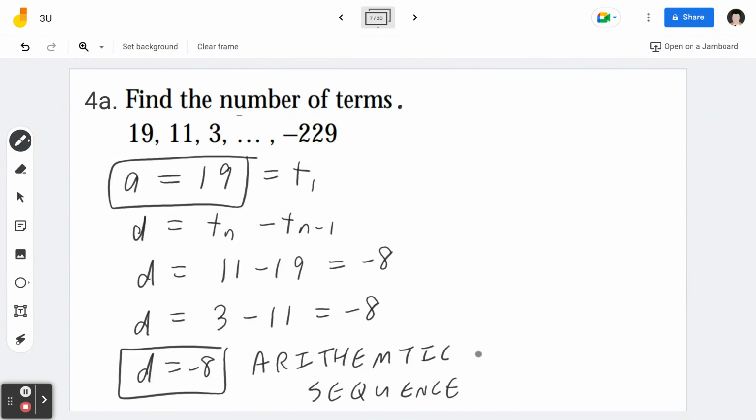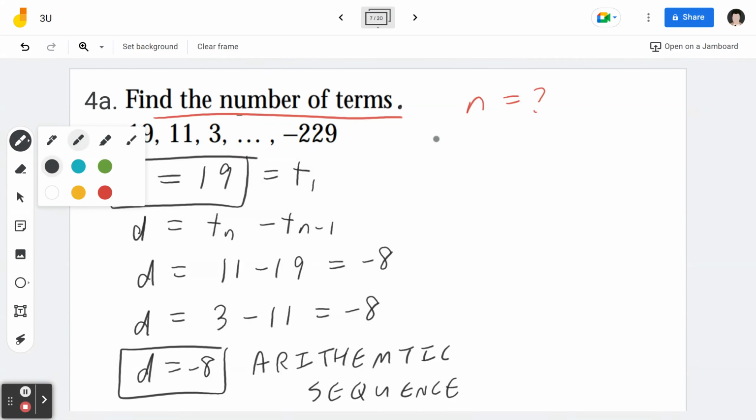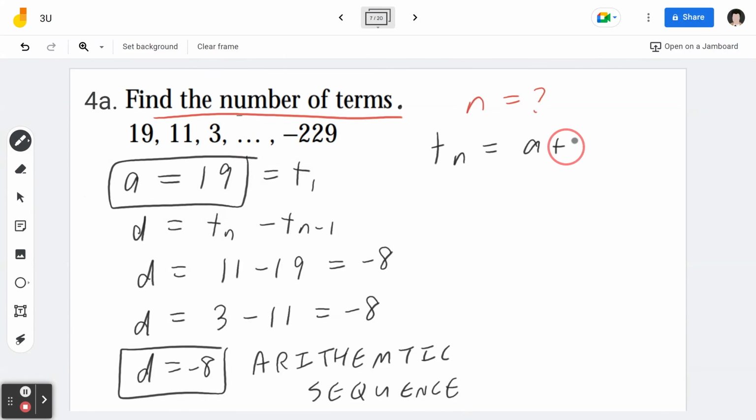But the question is asking how many terms, like find the number of terms. So again, what does that really mean? In one symbol, you're looking for n. To find the number of terms, you're looking for n. And you can totally find this because, again, arithmetic means Tn equals a plus n minus 1 times d. Your goal is to find n.